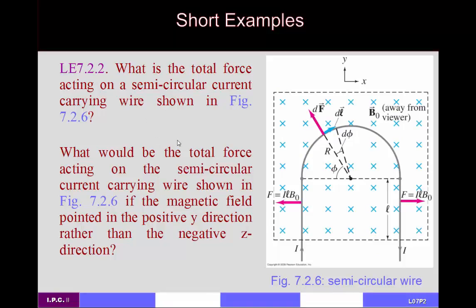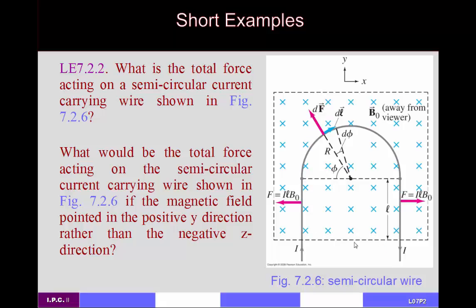For our next short example, and this is more for the physics of calculus types, what we have here is a current carrying wire which is semicircular, and it's been placed in a uniform magnetic field, and what we want to know is what is the total force that's going to act on this wire.